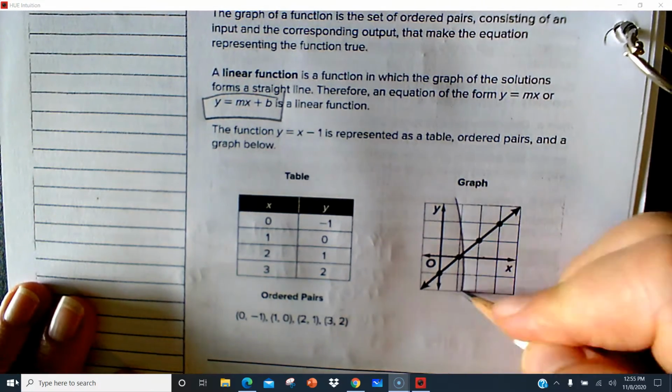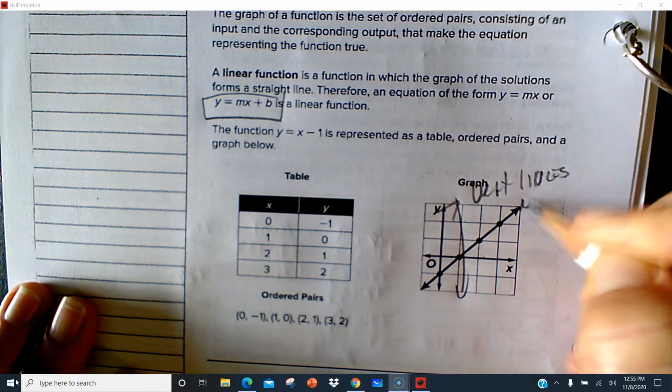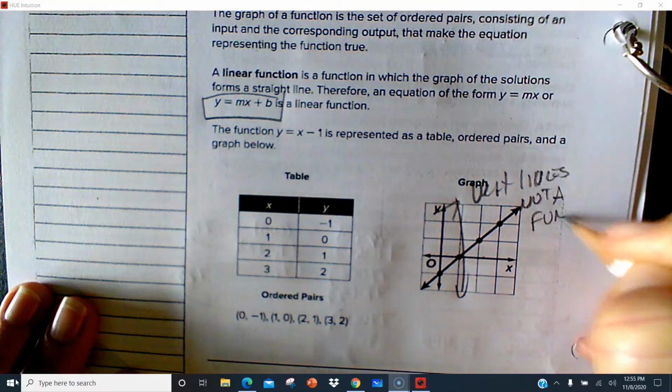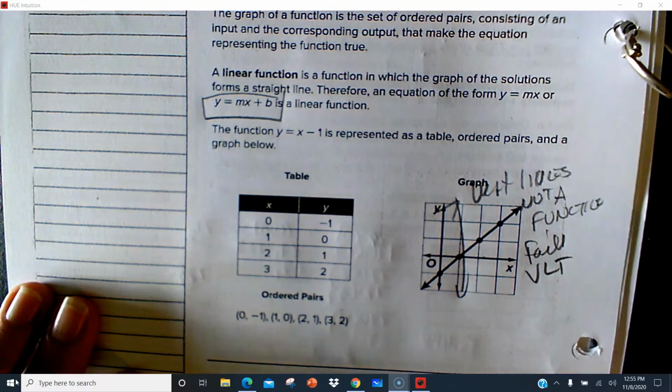Don't forget vertical lines. If it's a vertical line, it's not a function because it fails the vertical line test. Okay, that's important to remember that, okay?